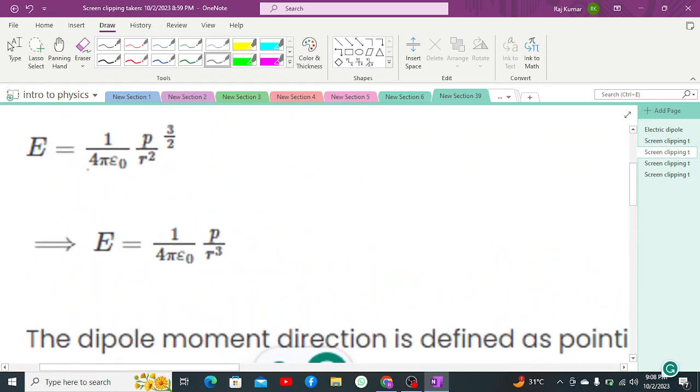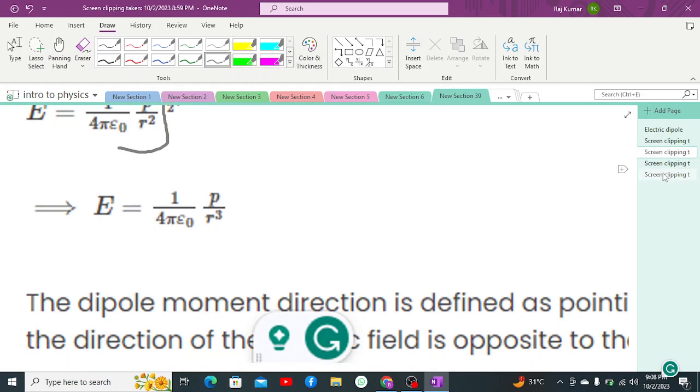So the value of the dipole moment is kept here, and E is equal to 1 upon 4 pi epsilon naught P upon r square to the power 3 upon 2. The 1 upon 2 was because of the radical, and the 3 was because of the cube over the r. So here it becomes P upon r square to the power 3 upon 2. Now when we further manipulate it, the answer will become 1 upon 4 pi epsilon naught P upon r cube, which will be the final equation for our answer.